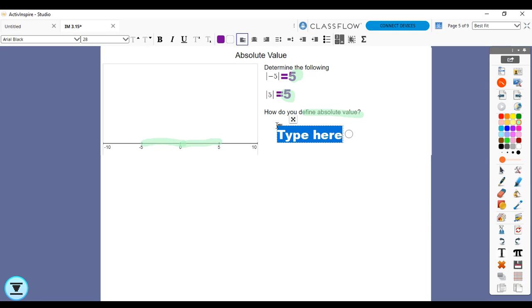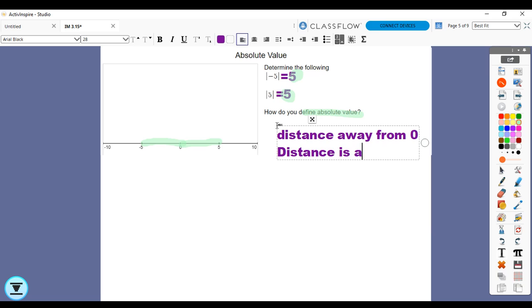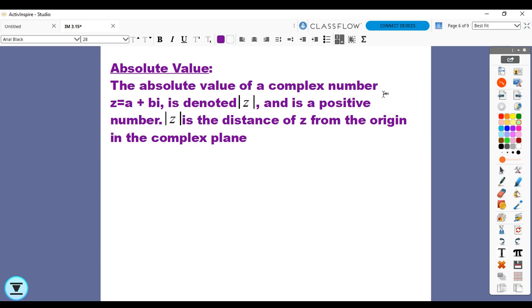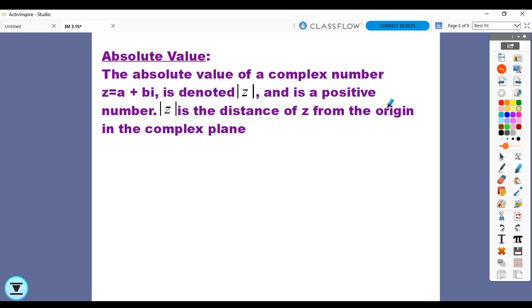Absolute value is the distance away from 0, and distance is always positive. That's why absolute value is always positive, because absolute value is distance. So with complex numbers, it gets a little bit more complicated, but think of when you graph a complex number, it's on the complex plane. And so we're talking about the distance, not just from 0, but from the origin on the graph.